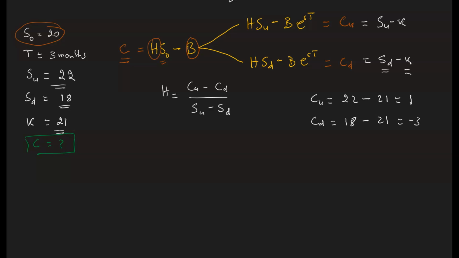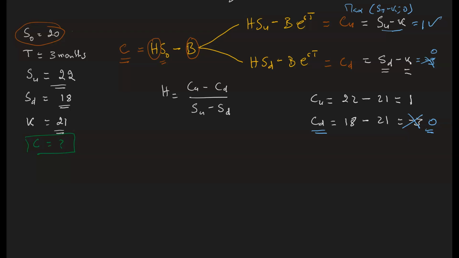Now we remember our payoff is always the maximum of ST minus K and 0. In this case, ST minus K is equal to 1, so we're going to keep that at 1. The maximum between 1 and 0 is 1. And in this case, ST minus K is equal to minus 3, so the maximum between minus 3 and 0 is 0. We're going to ignore the minus 3, so we're going to say it's equal to 0. So our call down is going to be equal to 0.